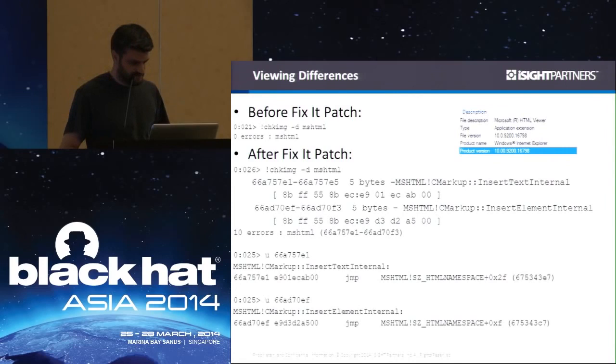So I've mentioned it a few times. Let's start talking about my tool here.